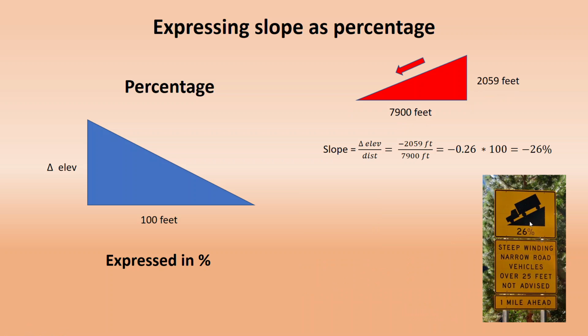Pay attention to your signs, pay attention to your direction. You obviously can have negative slopes as well. So if we were going right to left in this example, our change in elevation is now negative 2,059 feet. Your horizontal run is 7,900 feet for a negative 0.26 or a negative 26% slope.